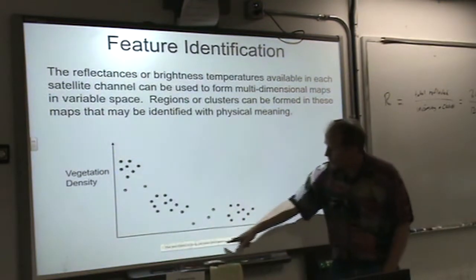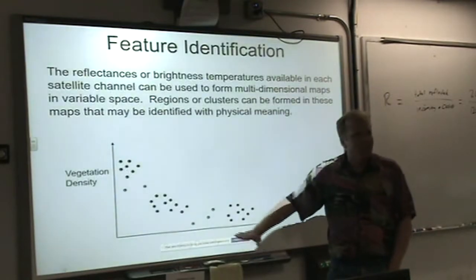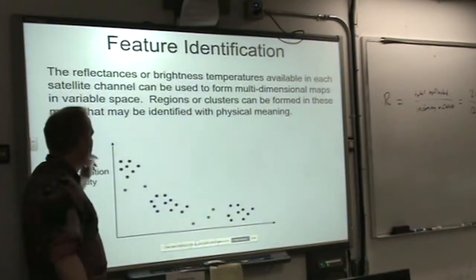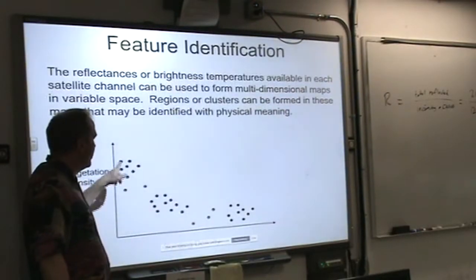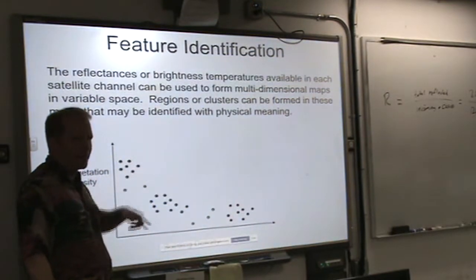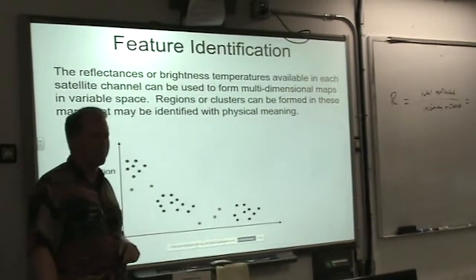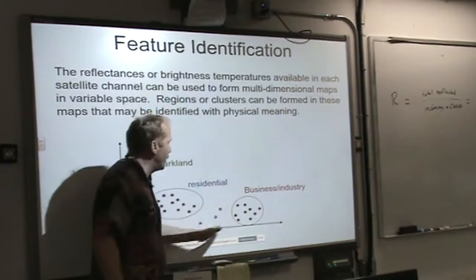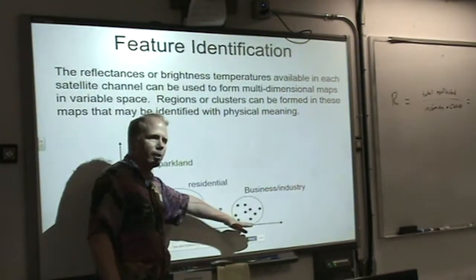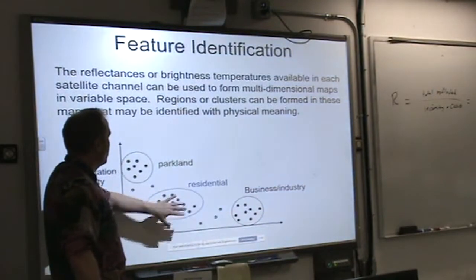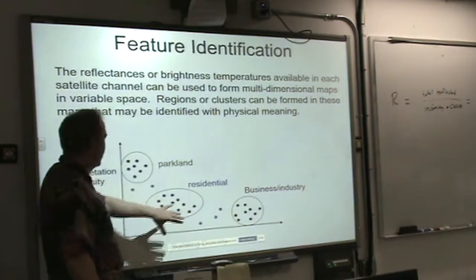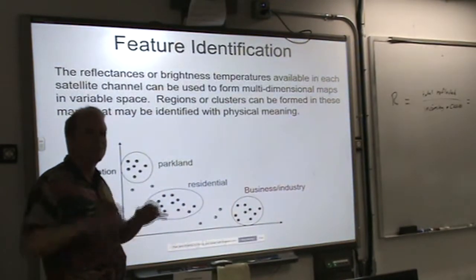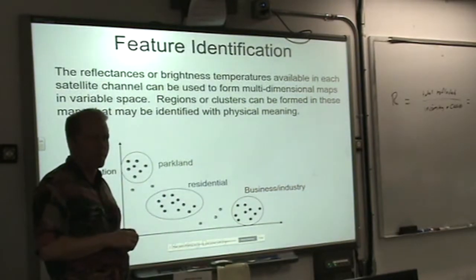That says building density underneath this thing that I'm screen sharing. So building density and vegetation density. If I take a typical city and I make a plot of vegetation density versus building density, I may see something that looks like this. Notice I'm getting kind of clusters here, right? Well, if you think about it, business and industry is going to have high building density, low vegetation. If you go into residential, we begin to get some vegetation density mixing with the building, and then parkland is high vegetation, very low building. So you can do a cluster analysis to pick out different features of the city.